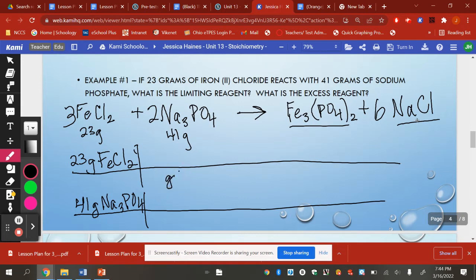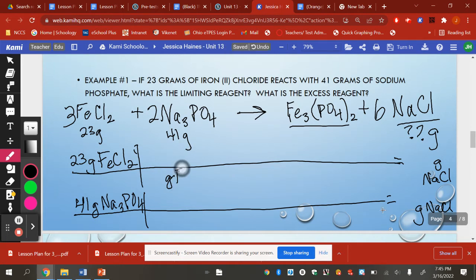So we are going to build a bridge going from 23 grams of iron 2 chloride to grams of sodium chloride. And then our second bridge is going to start with 41 grams of sodium phosphate and end with grams of sodium chloride. So both of our bridges will have some answer that is grams of NaCl. Okay? So we're shooting for the same goal in these.